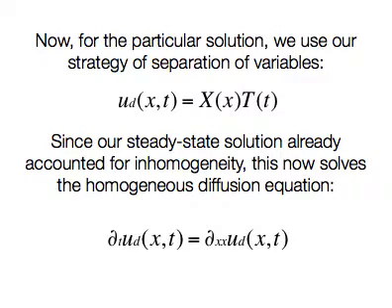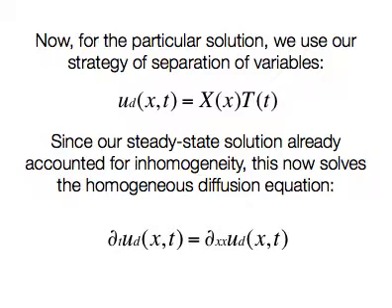Now for the particular solution, we're going to use our strategy of separation of variables, which means basically that we're going to guess that the solution is something in terms of x times something in terms of t. And the reason why we can't just start doing this from the beginning is that we had that minus 1, so if we tried to just use separation of variables and plug our ansatz into that equation, it would get messy because on the other side you would have that minus 1 to deal with.